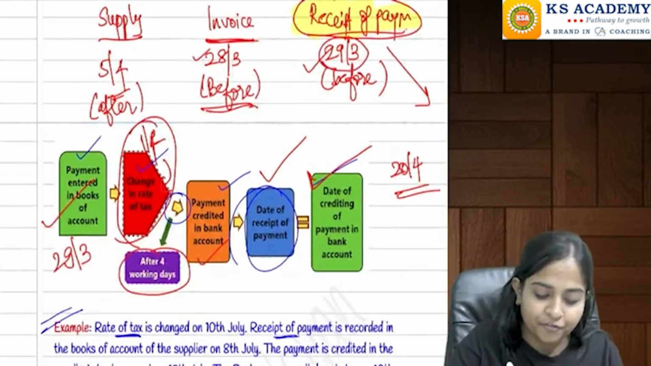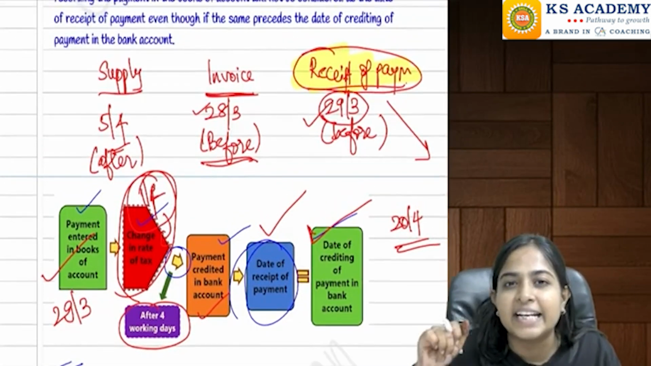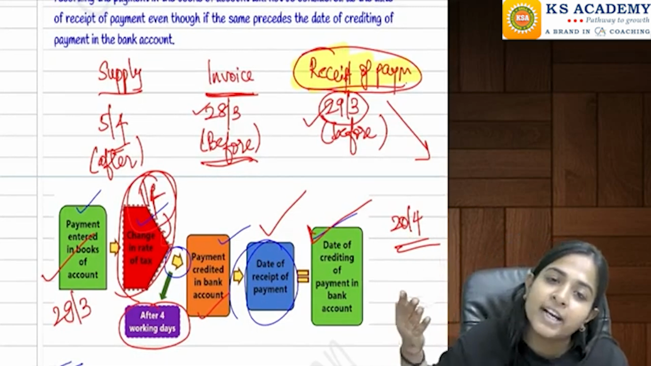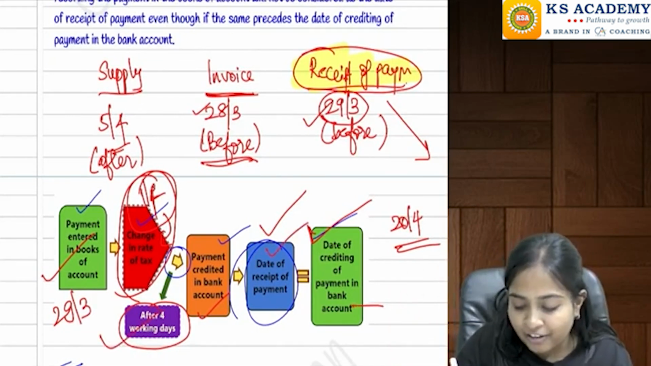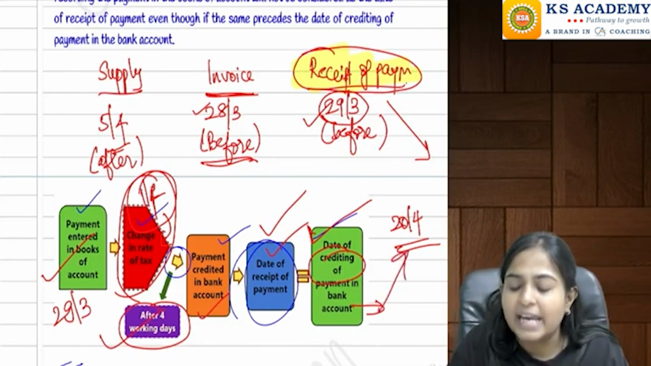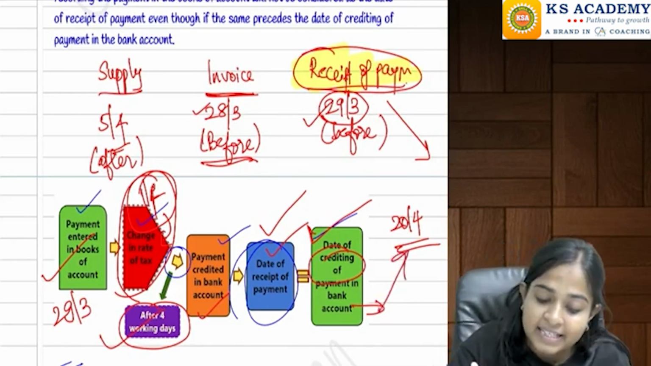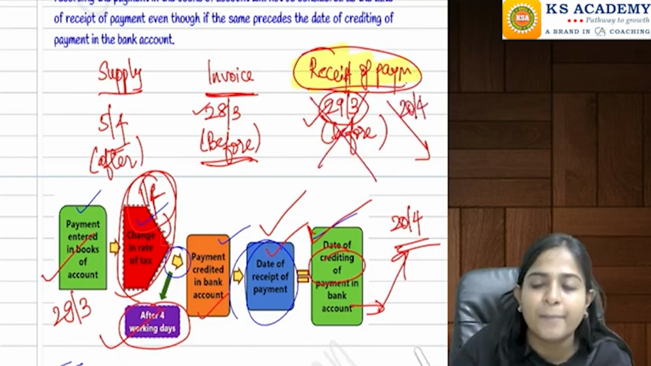Date of rate of change is 1st April. Can we say the check is getting credited in my bank account after 4 working days? After 4 working days. So the date of receipt of payment will be the date when it is getting credited in my bank account, that is 20th of April. So can I say my receipt of payment date will now become 20th of April.